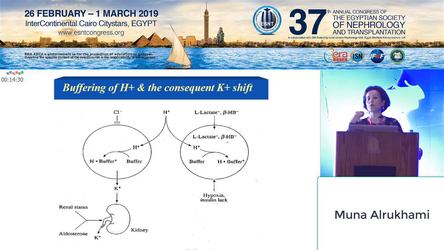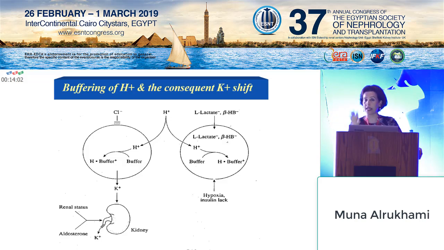So in exchange, potassium will come out, and you will develop hyperkalemia. So with hyperchloremic metabolic acidosis, you will develop hyperkalemia. But this hyperkalemia also will not persist. If your kidney and your aldosterone level is normal, it will be compensated by the kidney, and the extra potassium will come out through the kidney, and you will go back to your basal normal potassium level.